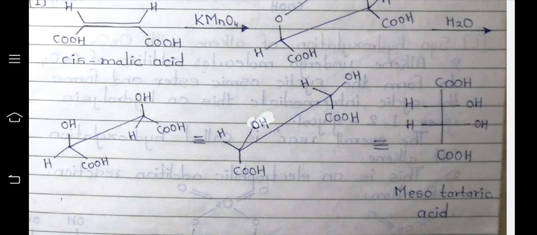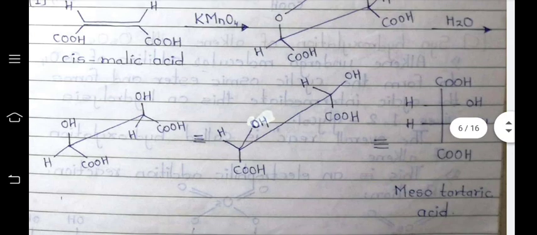Okay, the COOH and COOH groups are on the vertical line, so they are shown on the vertical. And OH, H and OH are on the horizontal line, so they are shown on the horizontal lines.